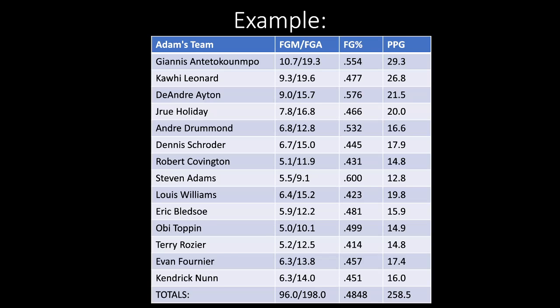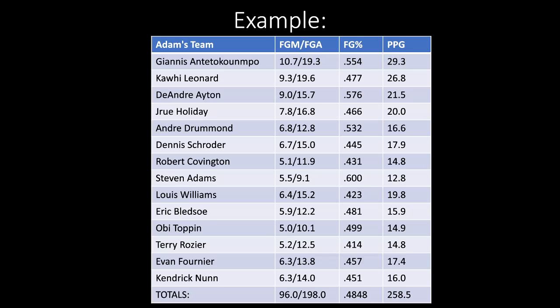And then you have to also add the field goals attempted, which is important. So you add 19.3, 19.6, 15.7, all the way down. Got to do it with all your players. And for Adam's total, it's 198. So then what you do next is you divide 96 divided by 198. And that's how you're going to get your overall field goal percentage.